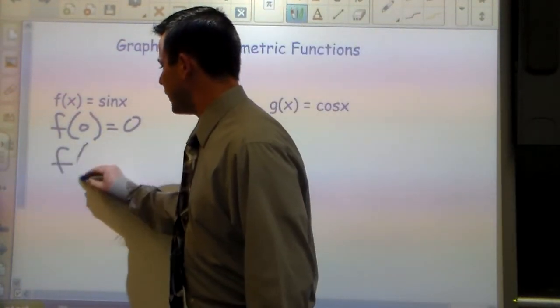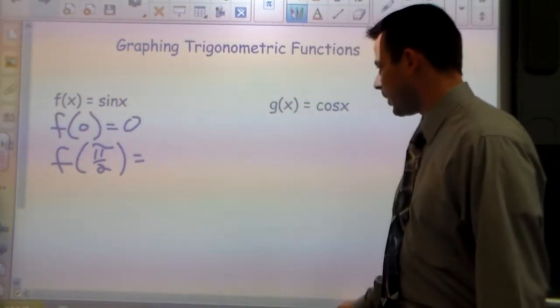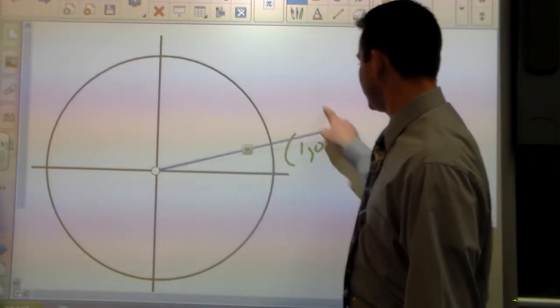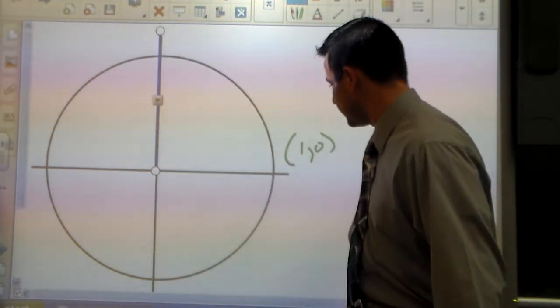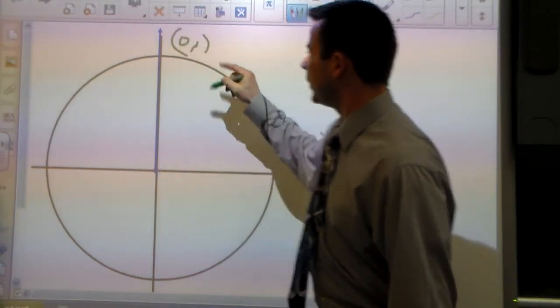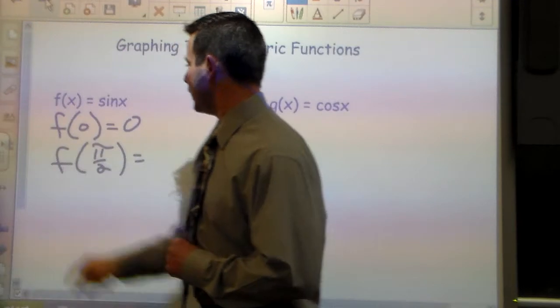90 degrees in radian measure is pi over 2, and f of pi over 2, let's go back to the unit circle and see what the y value there is. The ordered pair is 0, 1. Y value is 1, so the sine of 90 is 1.